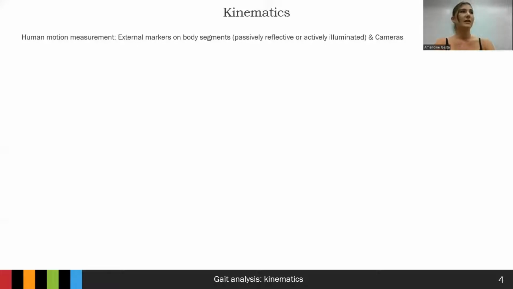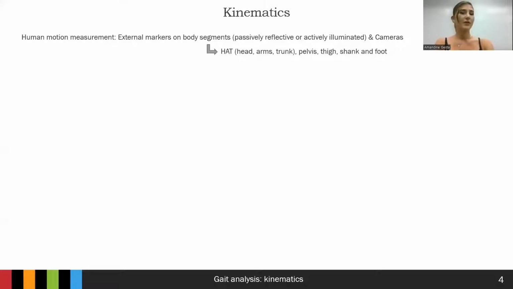But how can we characterize this kinematics information? Some human motion measurements have been developed, and the most common one is the use of external markers on body segments. These markers can be passively reflective or actively illuminated, and these markers are registered with cameras.